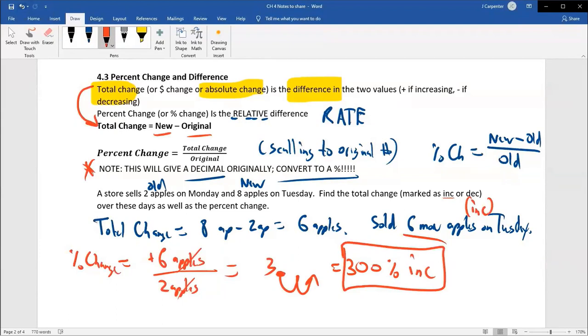So now if I say, oh, I don't know how many apples we sold, I just know that there was a 300% increase. Now I know whether we were a corner store or a Kroger, that was a big increase. If we were a Kroger, we probably went from, say, 200 apples to 800 apples.